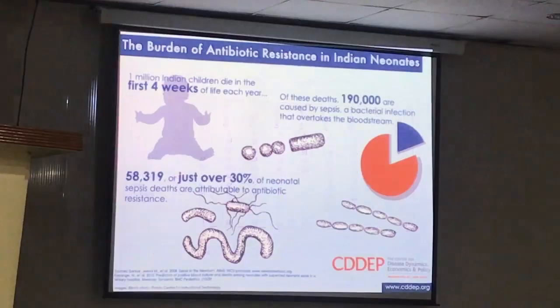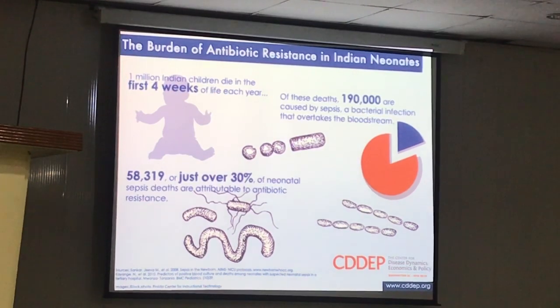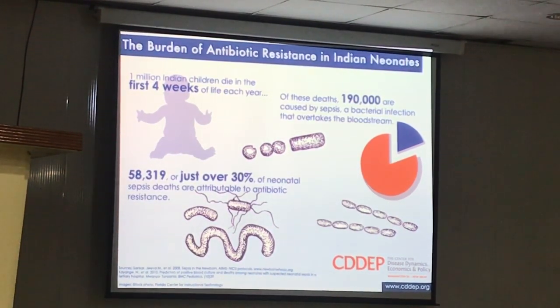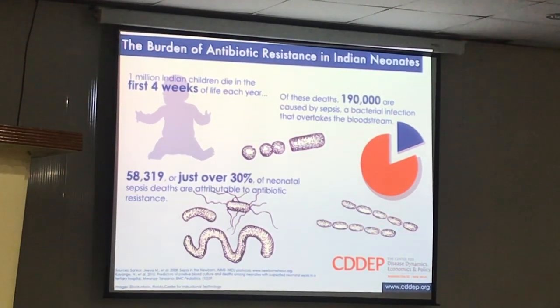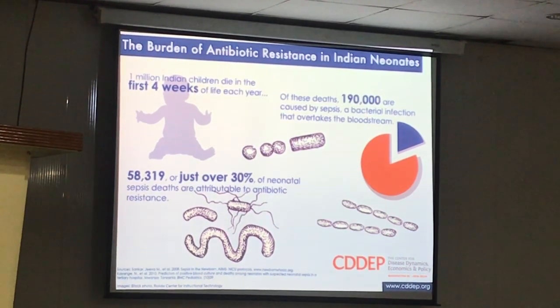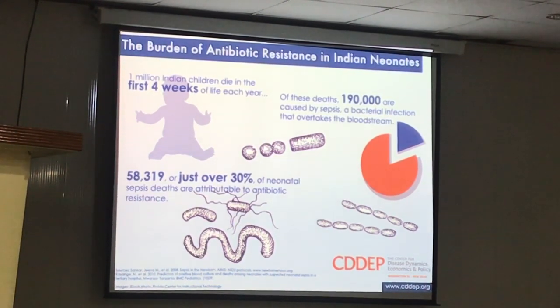Next slide, please. Now, the problem of antibiotic resistance in humans starts from birth. Just for your information, 1 million Indian children die in the first 4 weeks of life each year. 1 million, so the number is 10 lakhs. It's an astonishingly high number. Of these, 1,09,000 are caused by sepsis. So these are serious forms of infection.